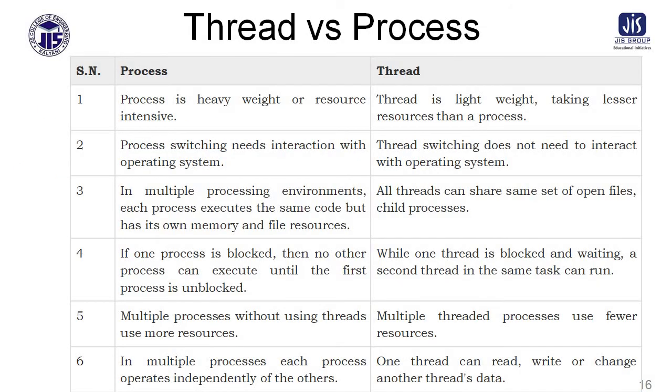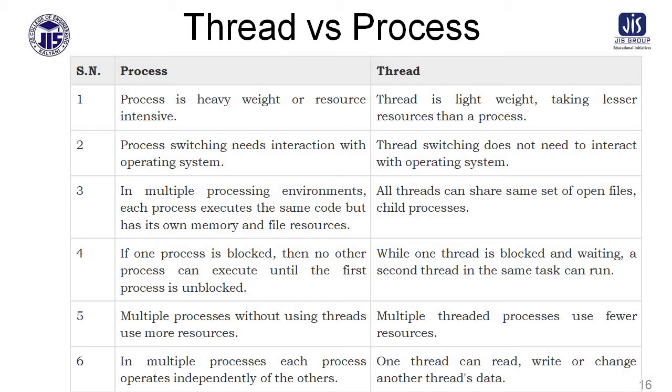So these are the basic differences between a thread and a process. From the process we have learned that a process is a heavyweight or resource-intensive process. But a thread is lightweight, taking fewer resources than a process. Next, process switching needs interaction with the operating system, but thread switching does not need to interact with the operating system.